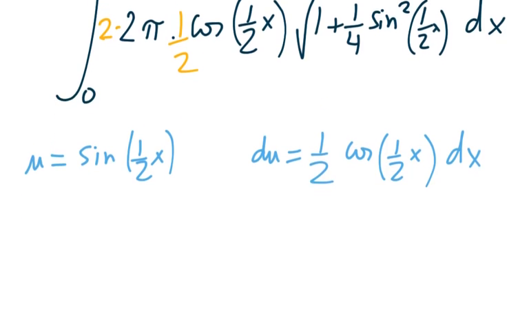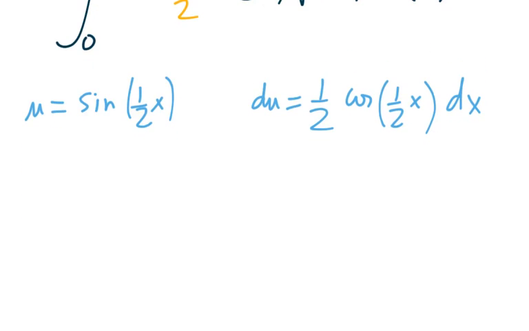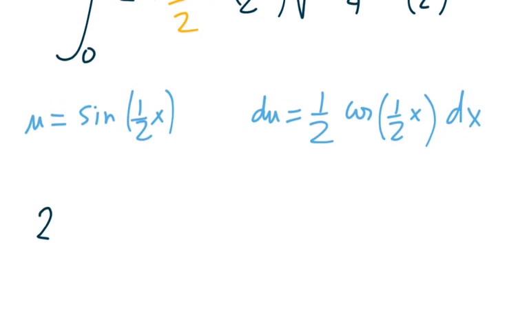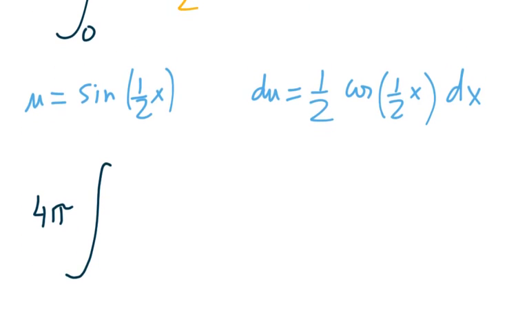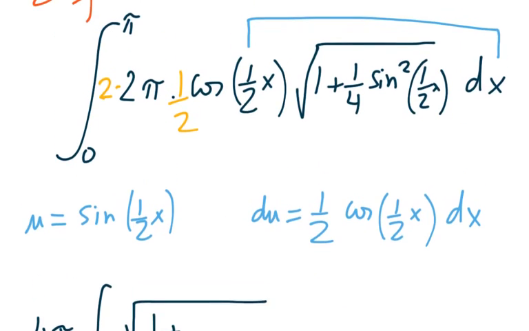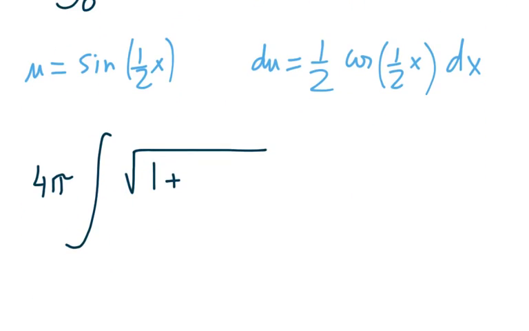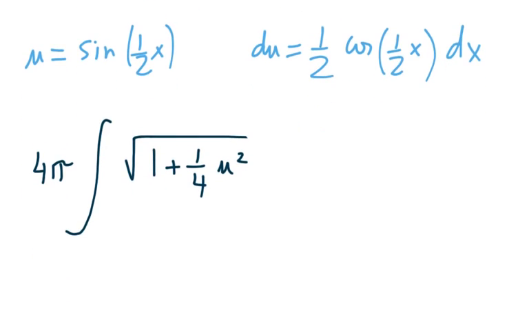So this integral will now be 2 pi. We can put the 4 pi outside, the integral of the square root of 1 plus 1/4 u squared, and then du.